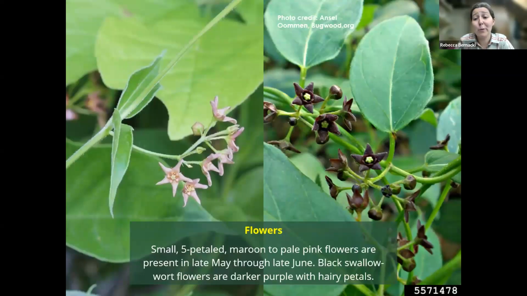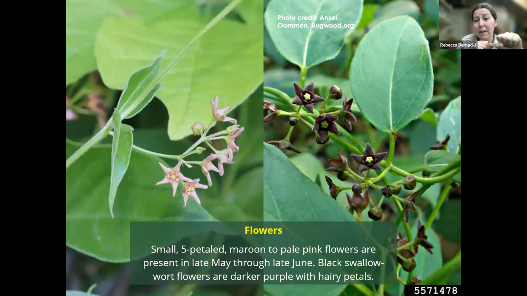Now, I mentioned this is a 2-for-1, and the vine or stem and the leaves of both of these species look really, really similar. We actually almost need this species to be in flower to be able to tell if it's the pale species or the black species. Both swallowworts are going to have small 5-petaled flowers.